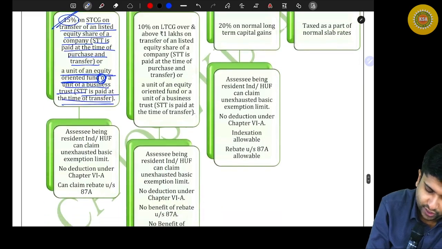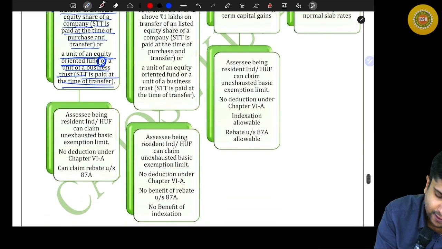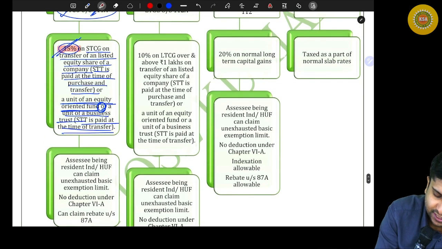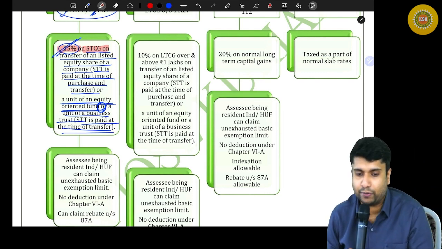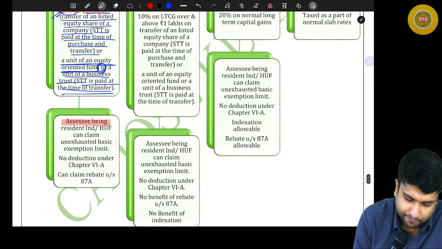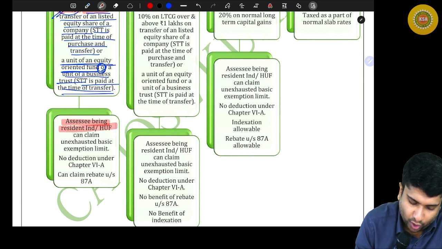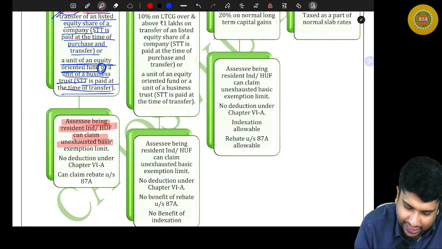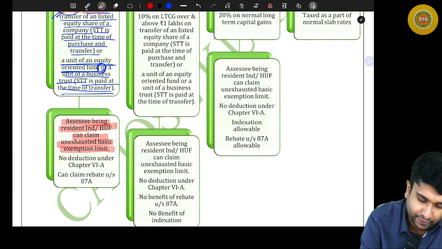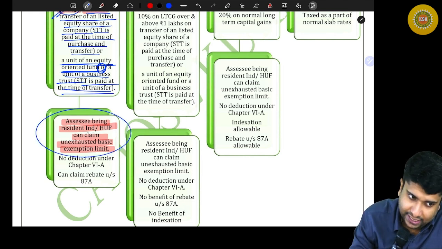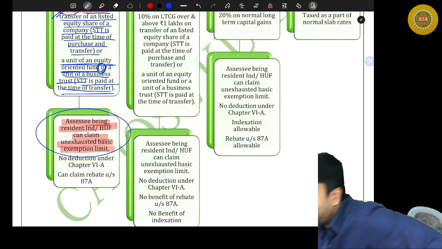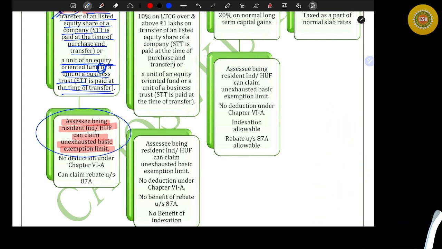Moving on to the next one, there are a few notes in relation to this. While computing this 15% short-term capital gain, you have to be careful about certain things, and let's understand which other things you have to be careful about. So listen, as a C being, a resident individual or HUF can claim unexhausted basic exemption limit. Can you read this again? Can you tell me what this unexhausted basic exemption limit is?